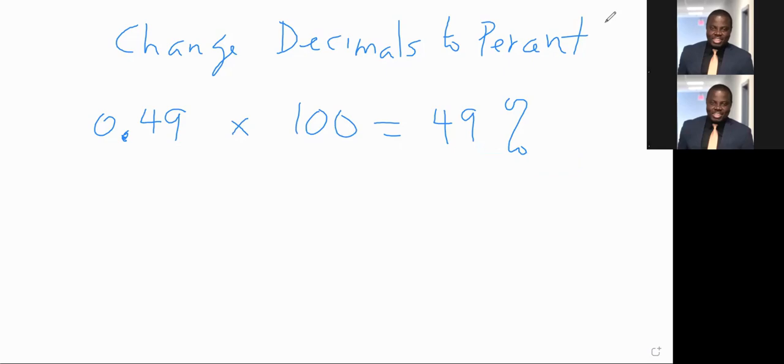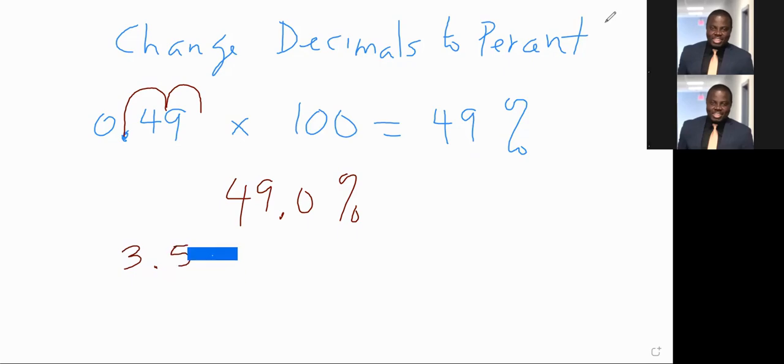Now, just like in the video on changing from percent to decimals, we had to move the point. Another way is that because here you're multiplying by 100, you're going to move the point 2 times to the right. When you're multiplying, you move it 1, 2 times to the right. So you've got 49.0, which is 49%. That's all. You don't have to write out times 100 if you know that you're just going to move the point.